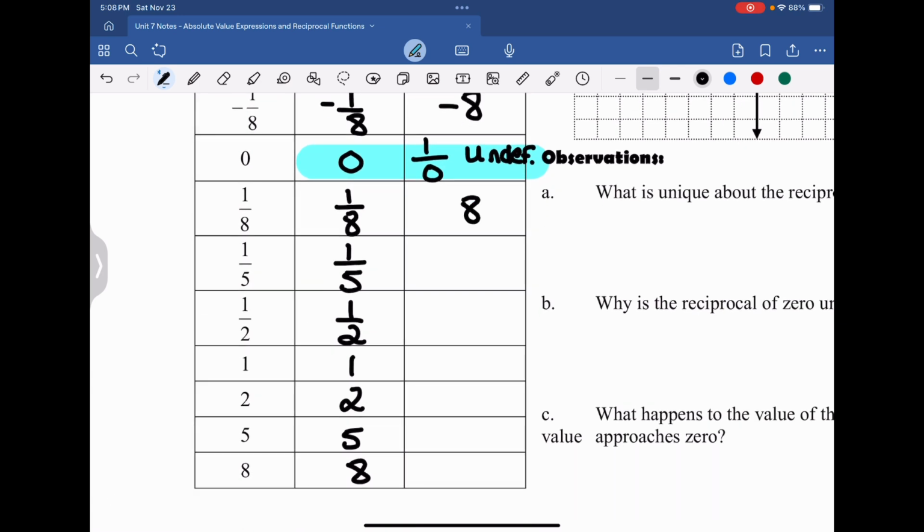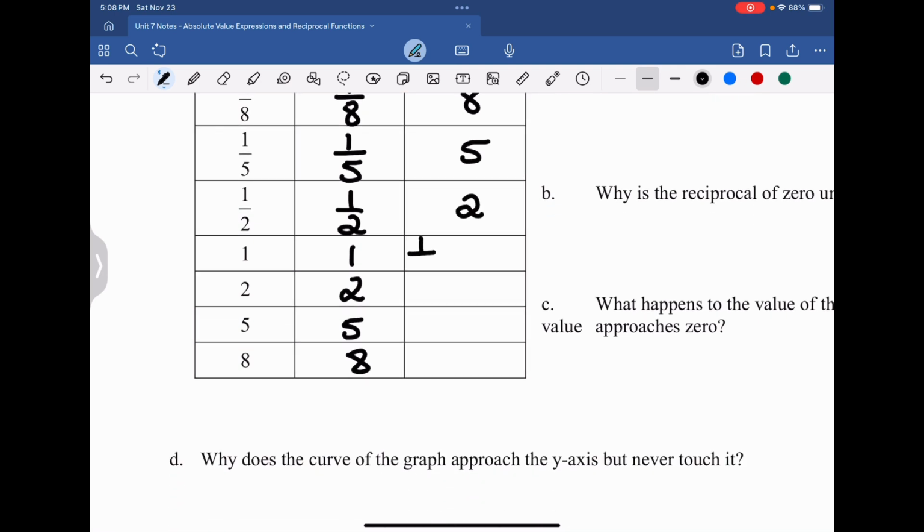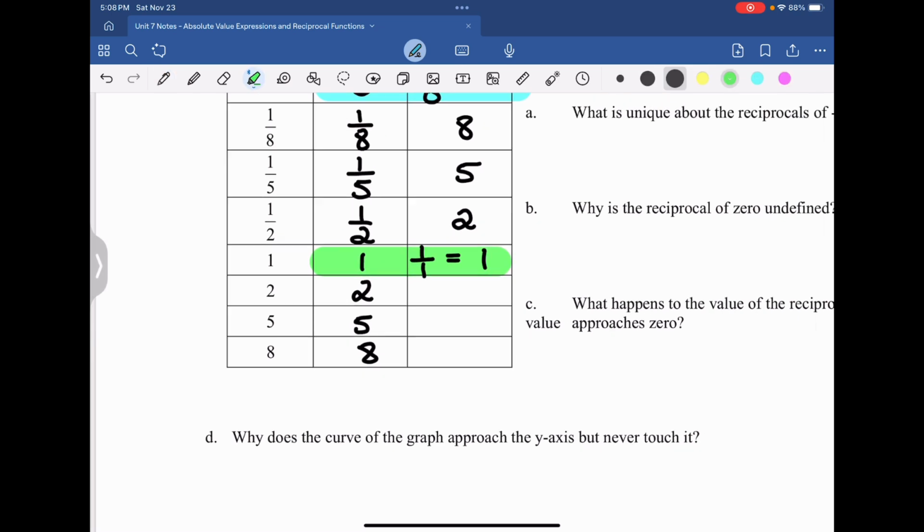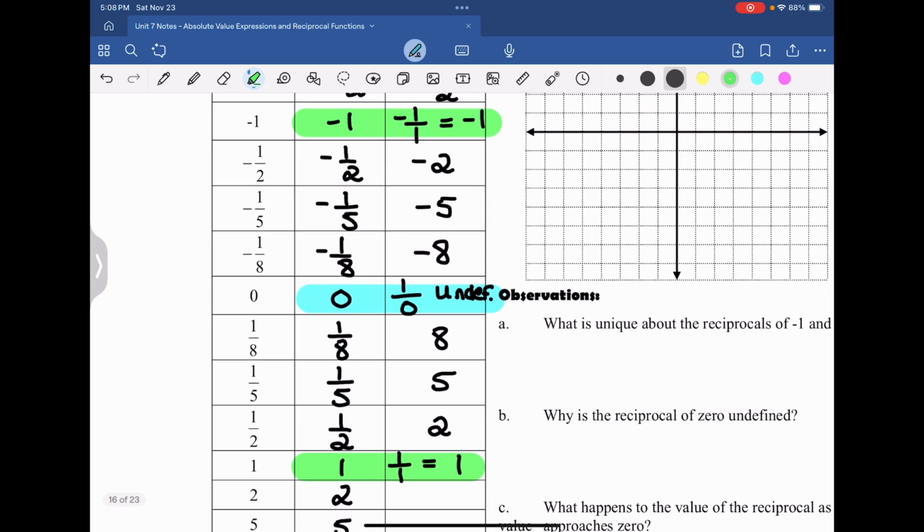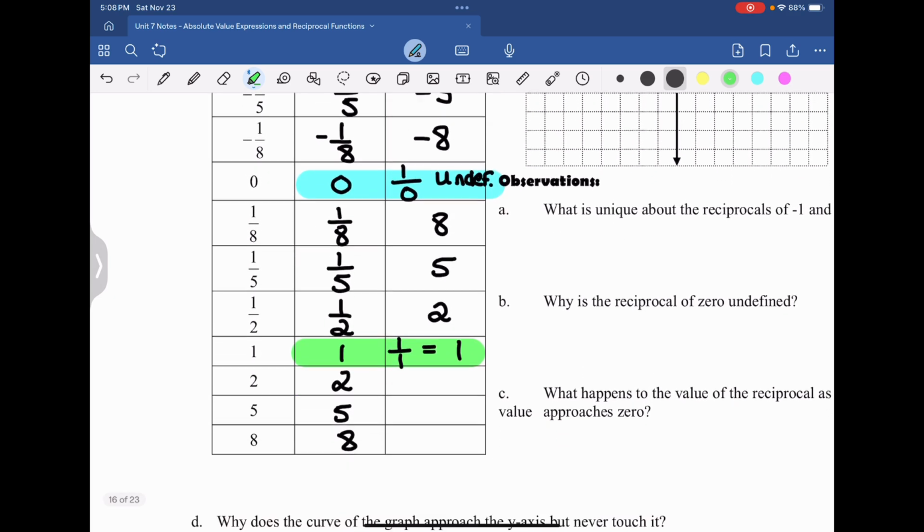Okay, if I take the reciprocal of 1/8, this is going to be +8, this is +5, +2. I take the reciprocal of 1 over 1. Well, 1 over 1 is just 1. Another one you want to highlight here, so we're going to make sure we highlight this in green. And I'm highlighting it in green because I want to compare it to the one that was -1.